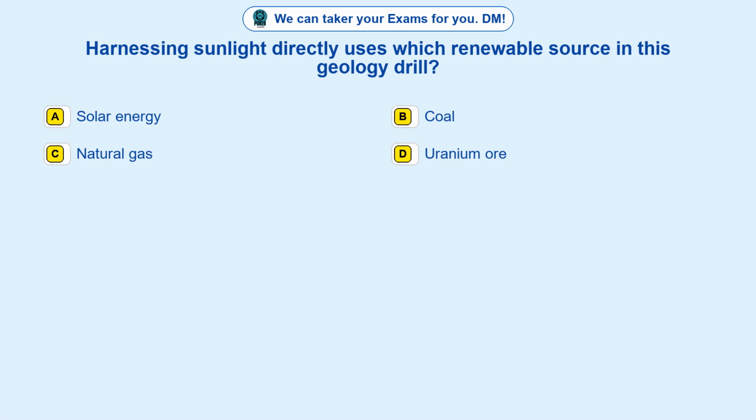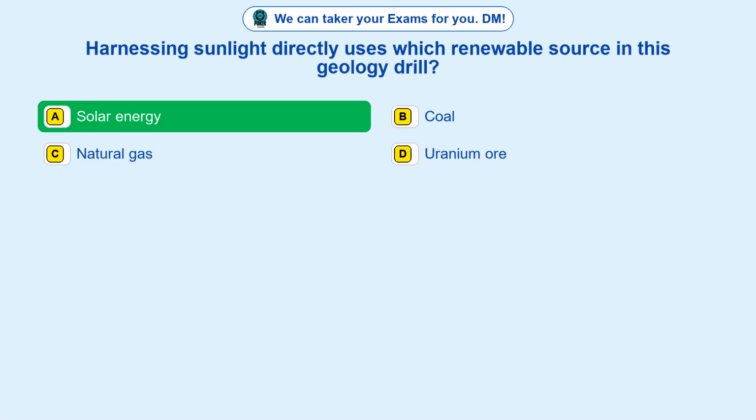Question 98. Harnessing sunlight directly uses which renewable source in this geology drill? Option A, solar energy. Option B, coal. Option C, natural gas. Option D, uranium ore. The correct answer is option A, solar energy.